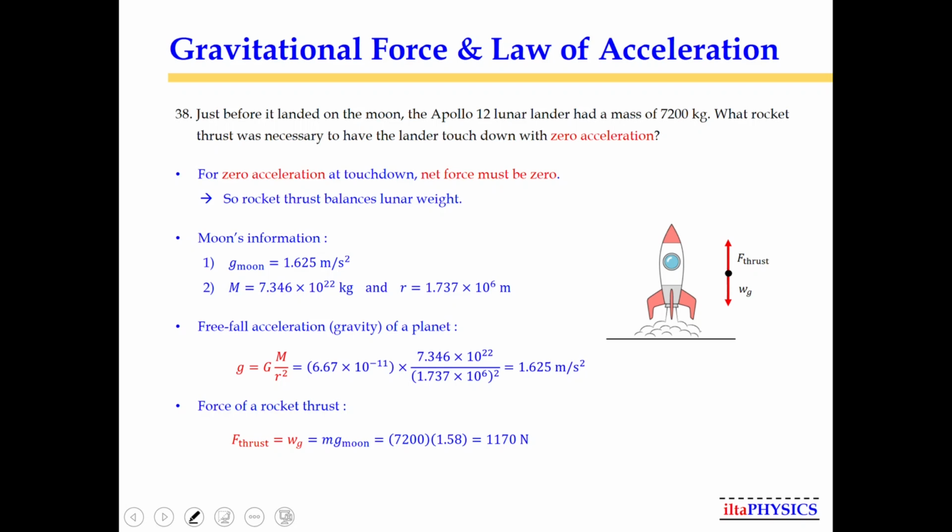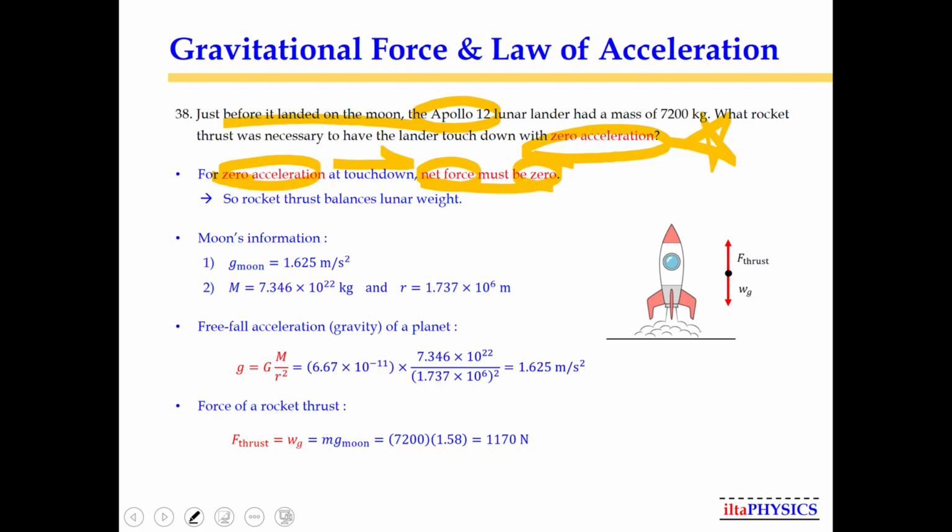Problem number 38 is a problem that can be solved by using both the law of universal gravitation and Newton's law of acceleration. It asks how much thrust needs to be produced by the rocket for Apollo 12 to land safely on the moon with an acceleration of 0. Here, the key condition of the problem is that the acceleration is 0. According to Newton's second law, for the acceleration to be 0, the net force acting on this object must be 0.